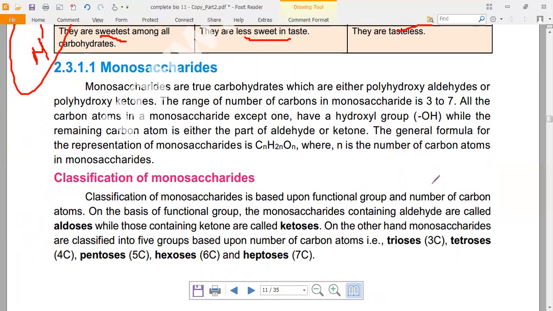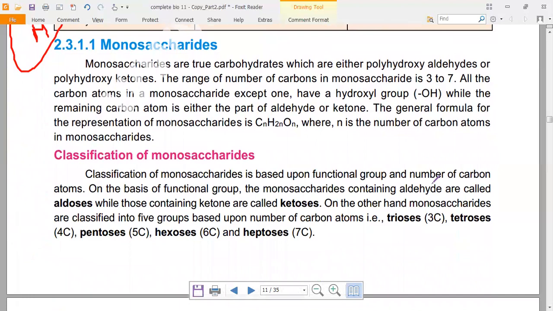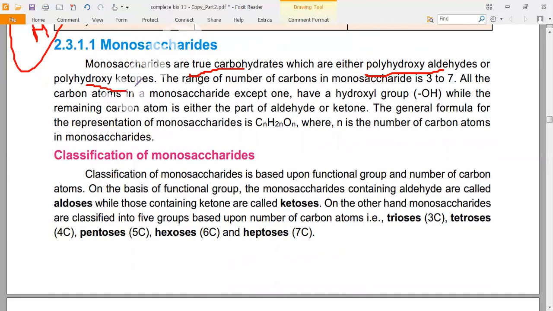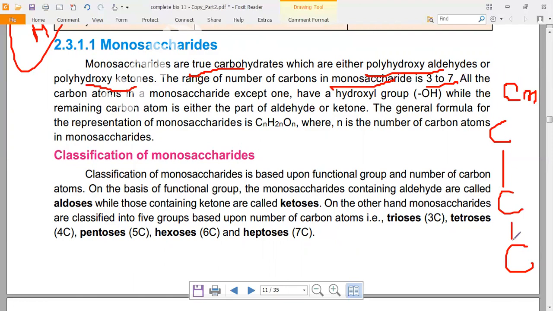Okay, so now we are going to see one by one in detail about these three types, and first we are seeing monosaccharides. Monosaccharides are also called true carbohydrates, which are either polyhydroxyaldehydes or polyhydroxyketones, as we have discussed before. The range of the number of carbons in monosaccharides is 3 to 7. Like in one unit, we can have 3 carbons, okay? Like this carbon, then carbon, and then carbon. So it can have 3 to 7 carbons. By the number of carbons, they have different names.